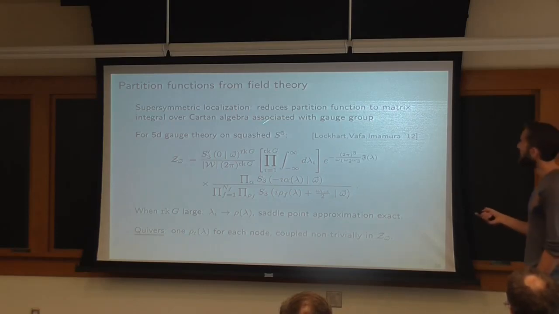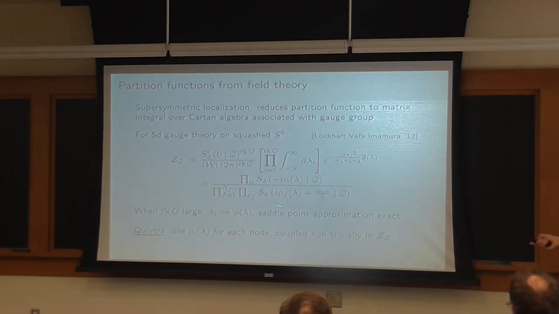The details don't matter. The point is there is a finite dimensional integral which you have to evaluate. It is over the Cartan algebra associated with the gauge group G. And the point is, when the rank of the gauge group is large, you replace these eigenvalues by an eigenvalue distribution, and you can evaluate even this matrix integral in a saddle point approximation, and that is exact in the large N limit which we typically think of for the rank of the gauge group.